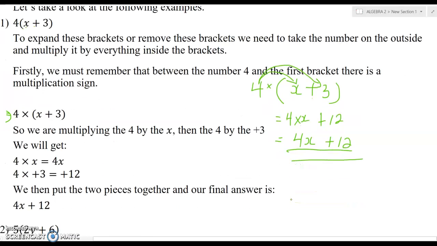Now I'm going to show you the other way. We can do it separately, piece by piece. So 4 by x, write that down separately here, 4x. And then 4 times positive 3, remember we looked at directed numbers. 4 by positive 3 are all positive numbers, so that's positive 12. Now you just put the two pieces together, so you get 4x plus 12.